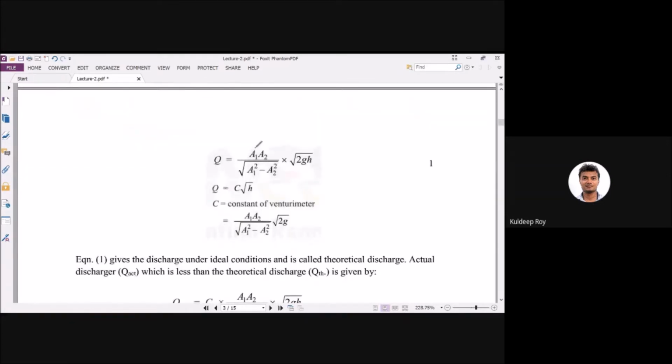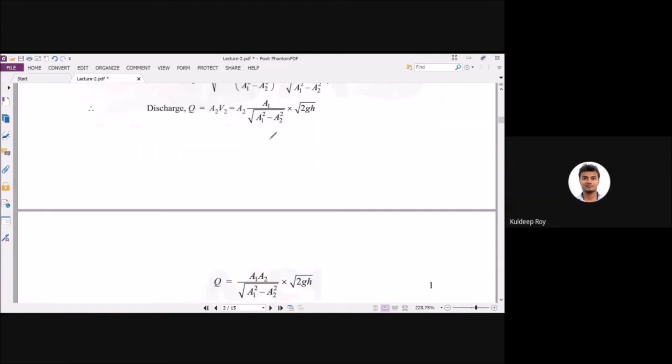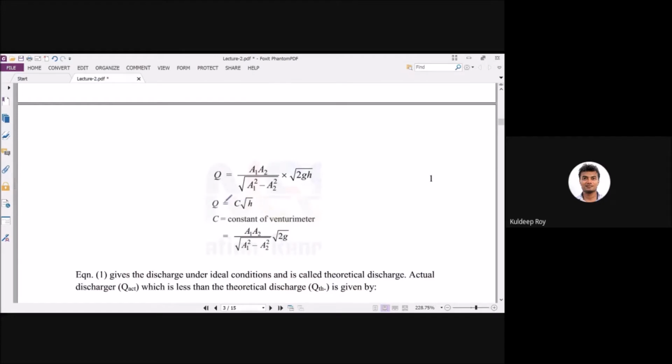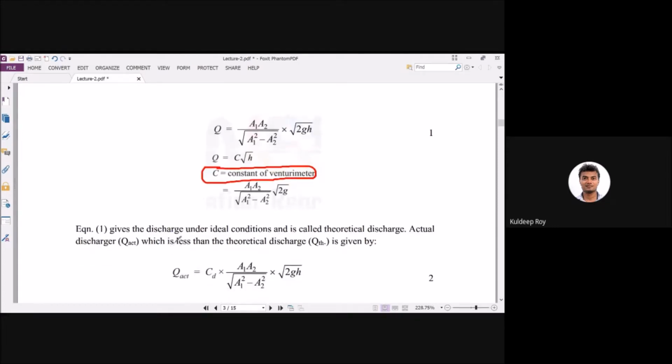Then from this expression, h is known to you, then you can take the whole term as a constant, from this to this. Then what next we did, we wrote Q equal to this whole term C root h. Now this is the constant known as the constant of the Venturi. When you are designing any kind of Venturi, you have to determine how much this constant value is, which is based on your theoretical and experimental values.